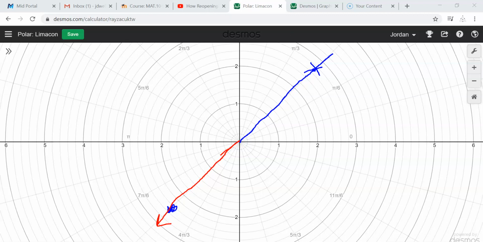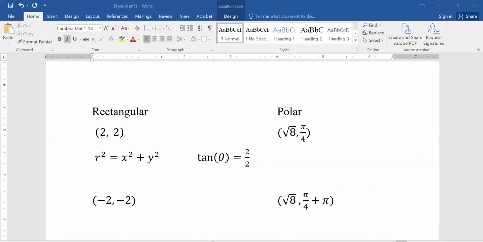I tend to utilize just the negative. When I write things down, I just say, well, that's in the third quadrant, so we're going in the opposite direction. But again, instead of making the r negative, you could have kept the r as positive and added pi to your angle. Hopefully that's not too awful confusing.